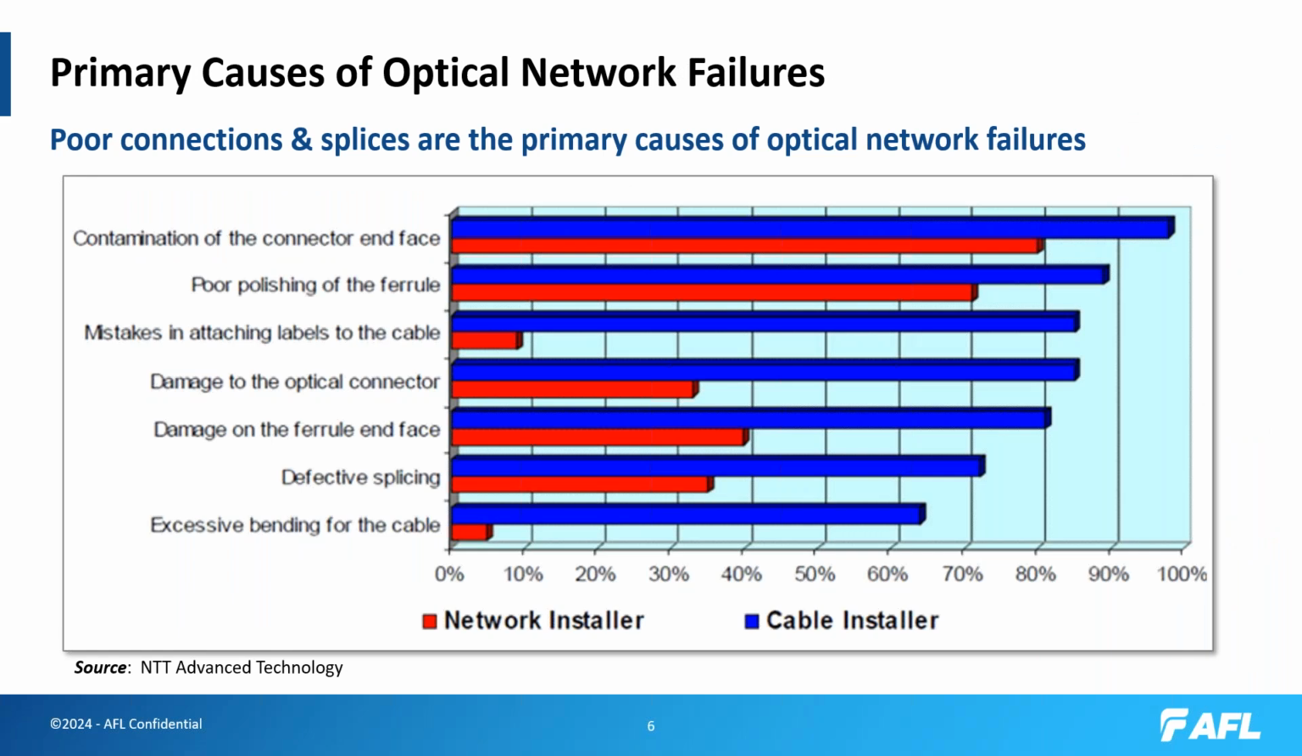So what are the primary causes of optical network failures? A few years ago, NTT ran a survey, and what they got back from cable installers and network installers was contamination of the connector end face, or poor polishing of the ferrule, or dirty or damaged connectors, and defective splicing. So it's physical impairments in the optical fiber network that are the major causes of optical network failures.